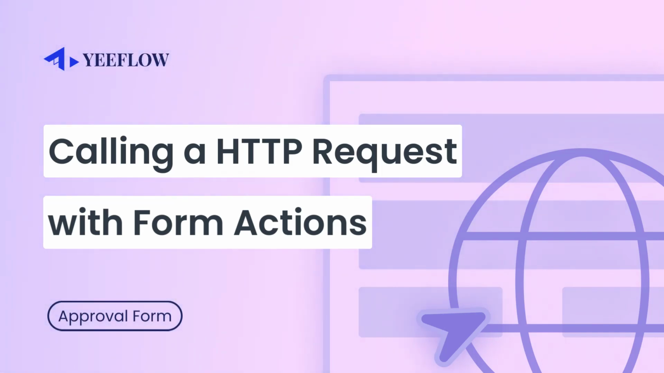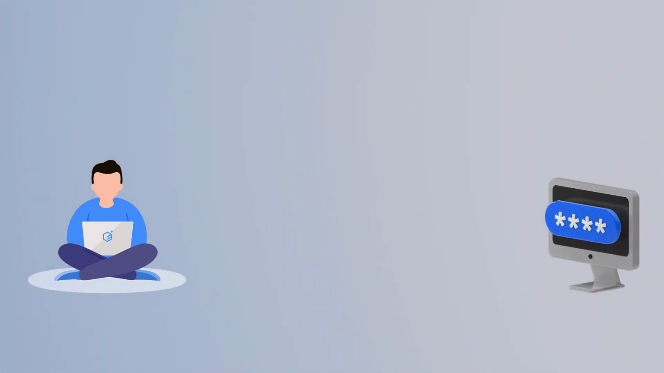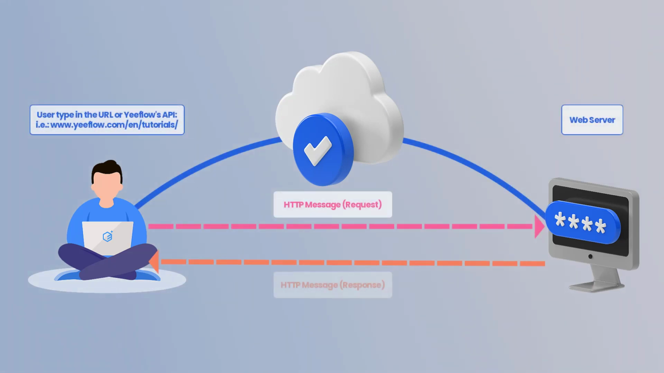Today, we're delving into a powerful capability, calling web services using Form Actions HTTP request step. Yeeflow isn't just about forms and actions, it's about seamless integration with other systems. With the HTTP request step in Form Actions, you can effortlessly connect to third-party systems, retrieve data, and make your workflows even smarter. Let's walk through the steps of how to create a form action that calls Yeeflow's Restful API to fetch data from a data list and display it on an approval form.